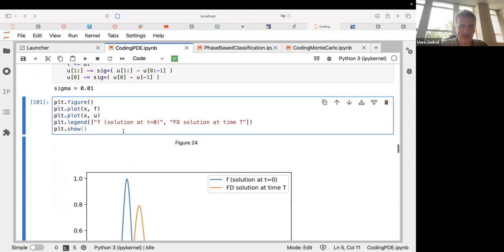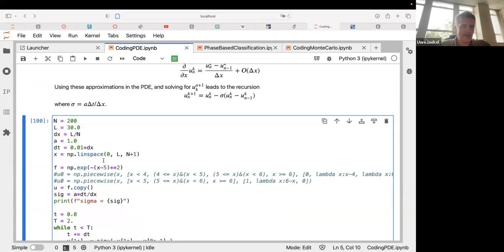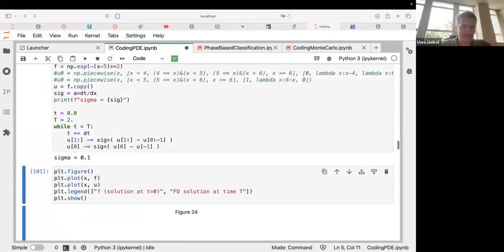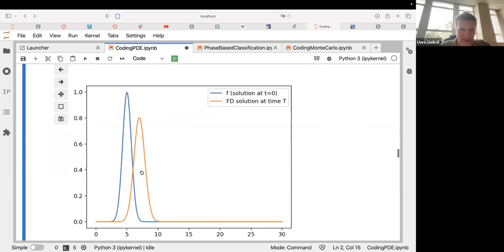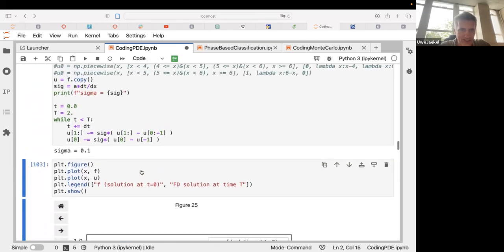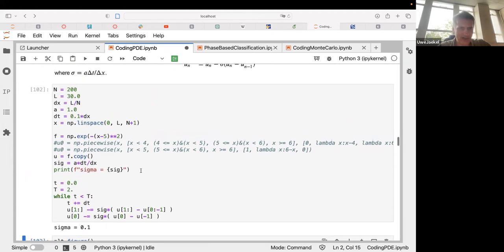This is for sigma equals 0.1. We have about 20% loss in the peak. Let's get back to 0.1. Okay, this is almost exactly the same. This is a bit surprising, maybe not.